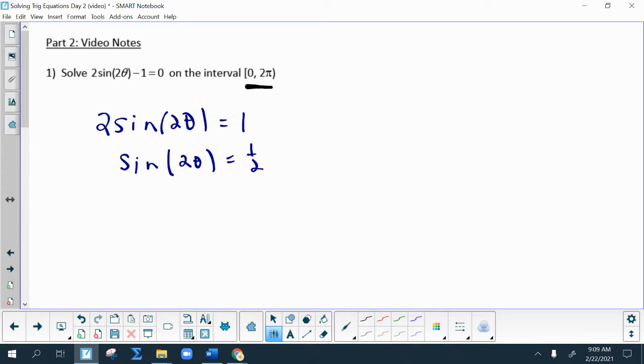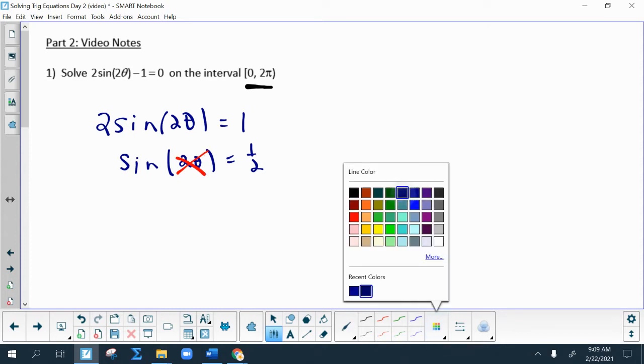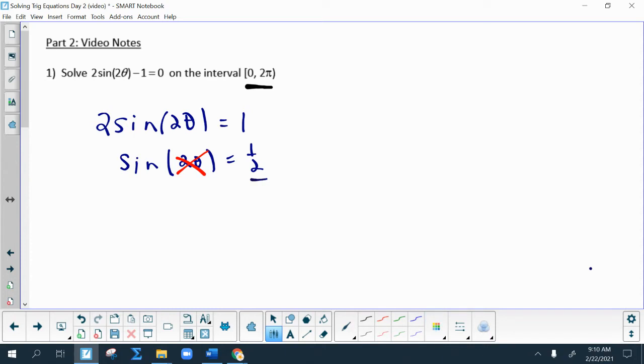And then once I have the trig function by itself, I am going to ignore that middle piece of it for right now. We're going to look at it in a minute, but don't look at it right now. You just want to know, when is sine equal to a half? Or where does sine equal a half? Well, sine is equal to a half at pi over 6 and 5 pi over 6.